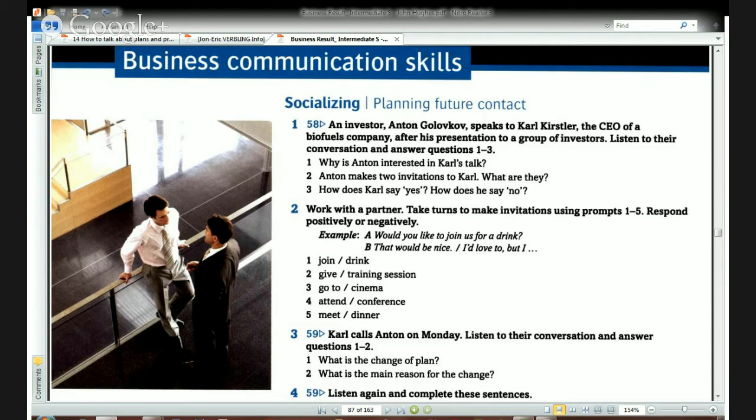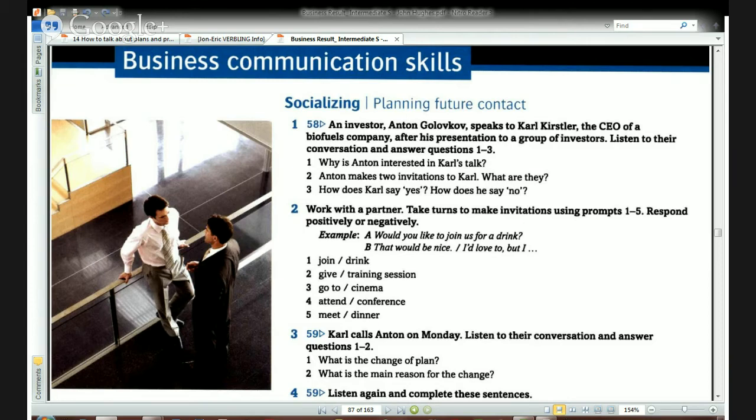The third question, how does Carl say yes and how does he say no? I'm not sure, but I think he said like, "I love to." That's right. He said, I'd love to. I would love to. I'd love to. That would be great. And how does he say no? He doesn't say, no, I'm not interested. What does he say? What's his polite way of saying no? Do you catch it? Almost. He said, but I'm afraid... I'm afraid I can't. I'm afraid I have another appointment. Listen a second time. Now you know what you're listening for, so listen a second time, because it's really short.